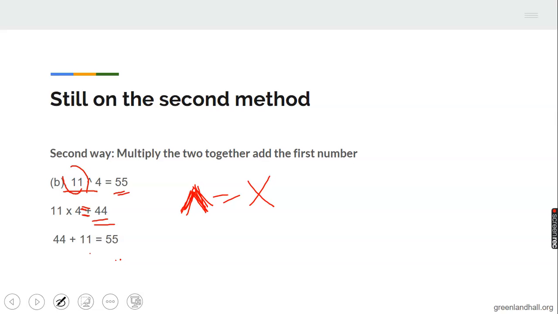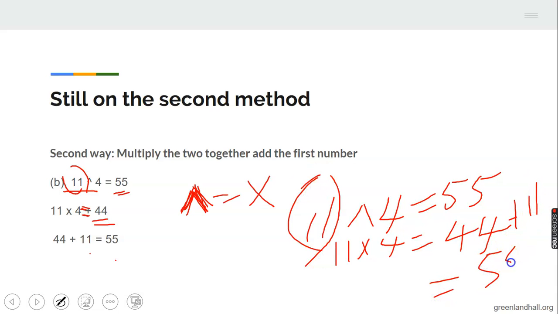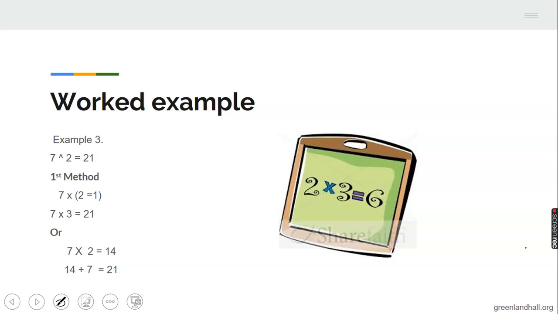Do you get it? I'll go over it again. 11 4 equals 55. What do you do? You multiply 11 times 4. It gives you 44. Add this 11 to the answer. The first figure, add it to the answer. 44 plus 11 gives you 55. Do you understand it to this level? Good. This is the second method of the working.